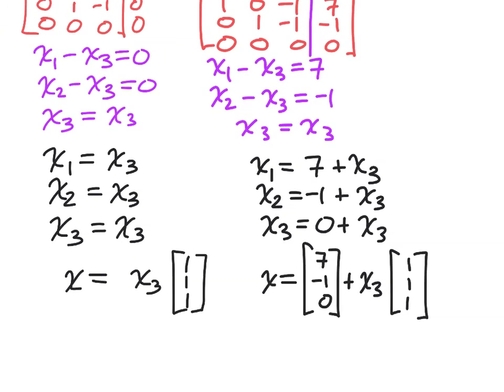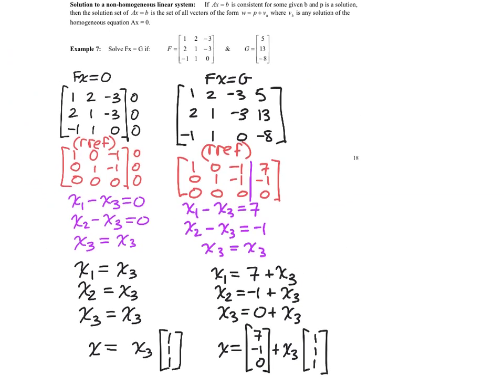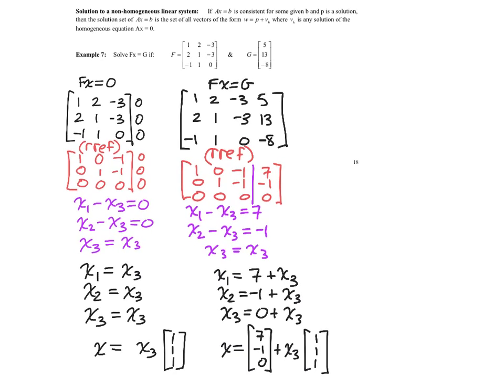And so that first part of the process is really just to demonstrate to you that part of the solution to the AX equals B actually is the homogeneous solution. And that was given in the rule above, but it wasn't clear. I mean, it was in linear algebra textbook form. If AX equals B is consistent for some given B and P is a solution, then the solution set of AX equals B is a set of all vectors of the form W equals P plus V sub H, where V sub H is any solution of the homogeneous equation.